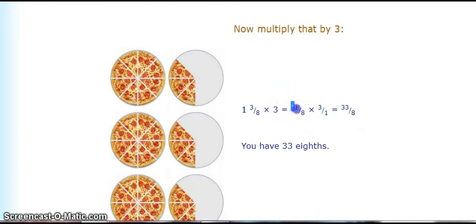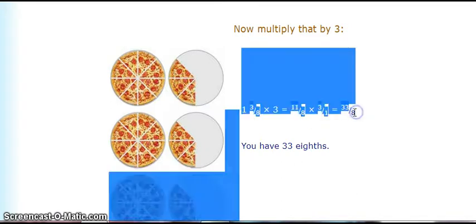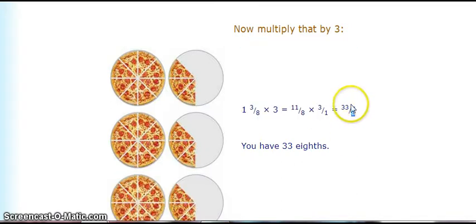11 times 3 makes 33, and then 8 times 1 makes 8. So the answer would be 33/8 when you do 1 3/8 times 3.